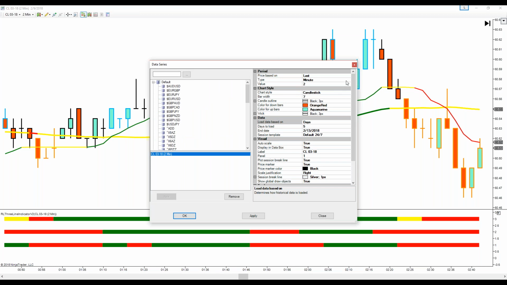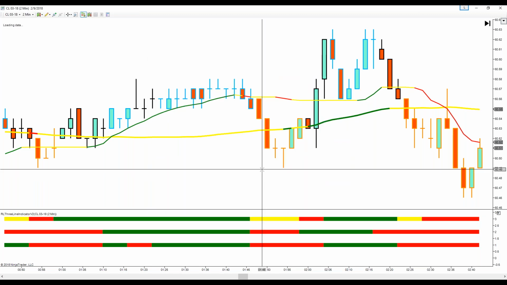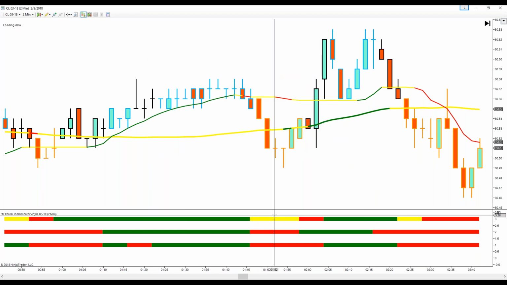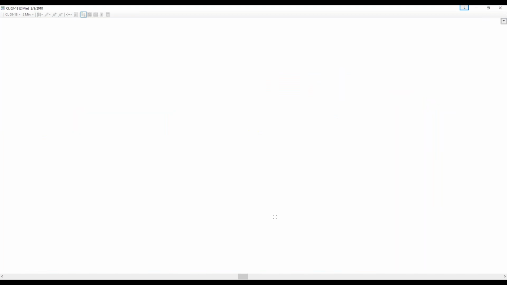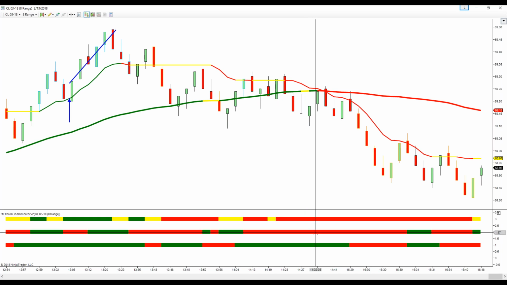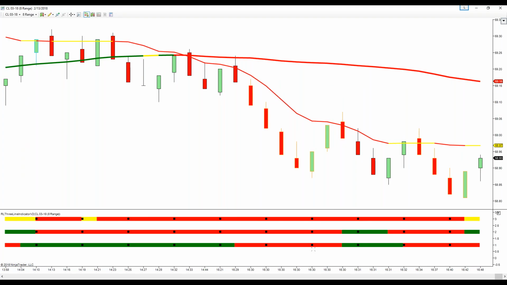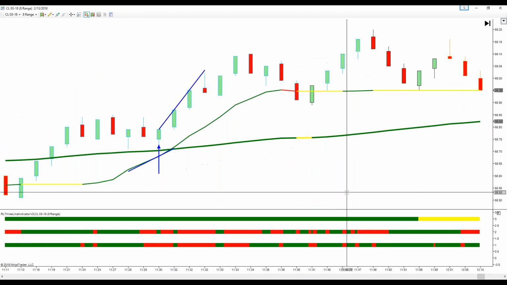So let me just show you our offer. Let me go back to tick because I really like range bars. Let's go to the 8 range. Now the indicator knows what time frame you're trading. It's built into the algorithm. So with our old V1 indicator, you used to have to put in your second highest time frame in order to make it work. This one, you don't have to do that at all.